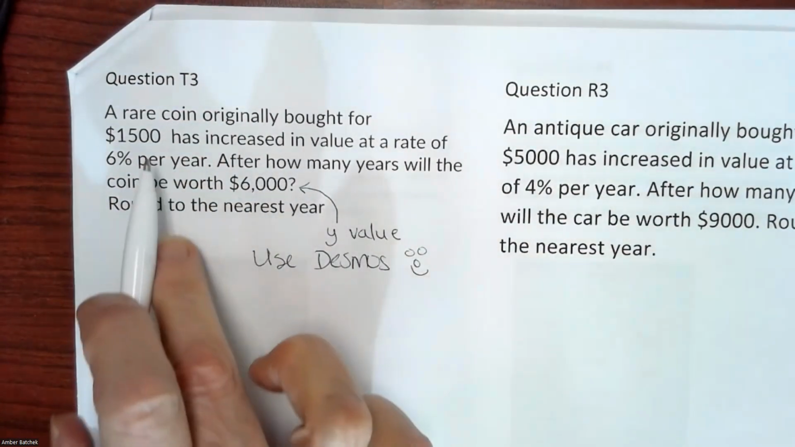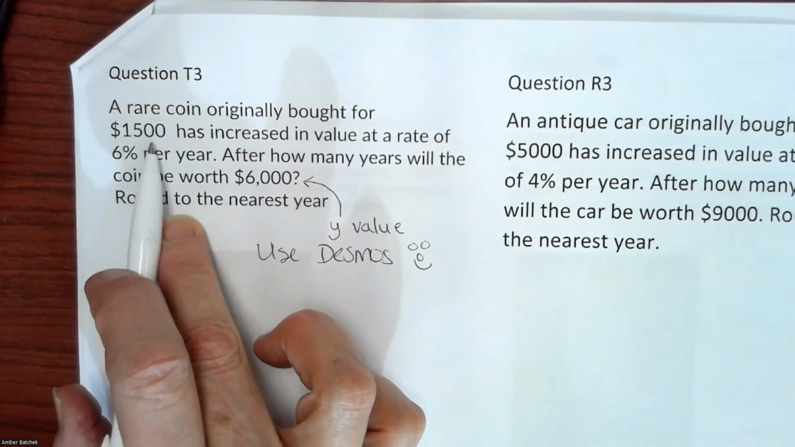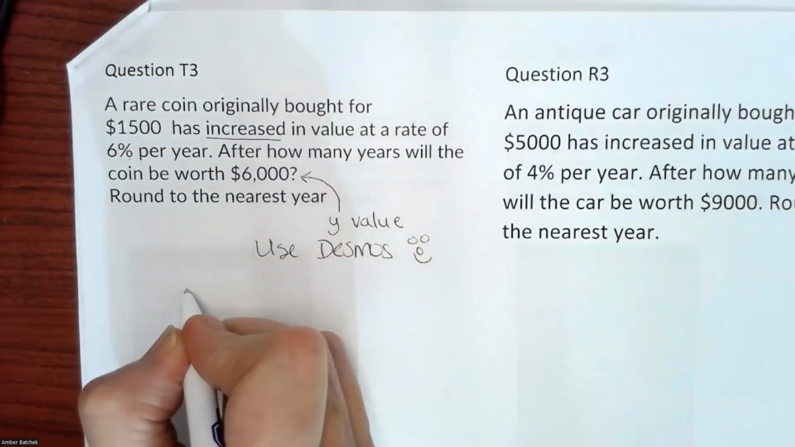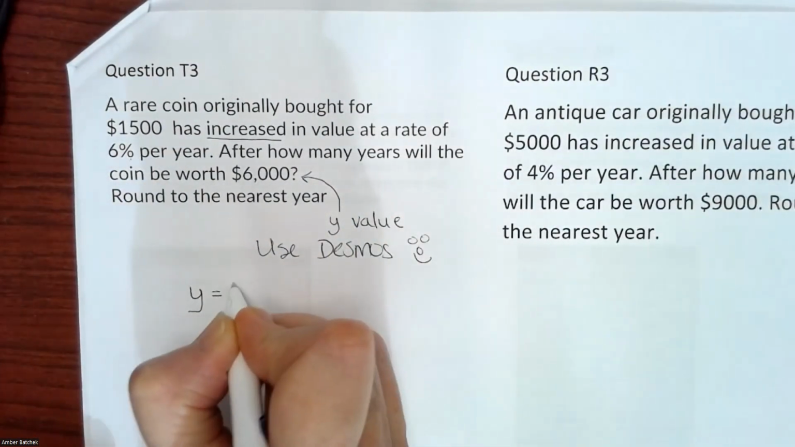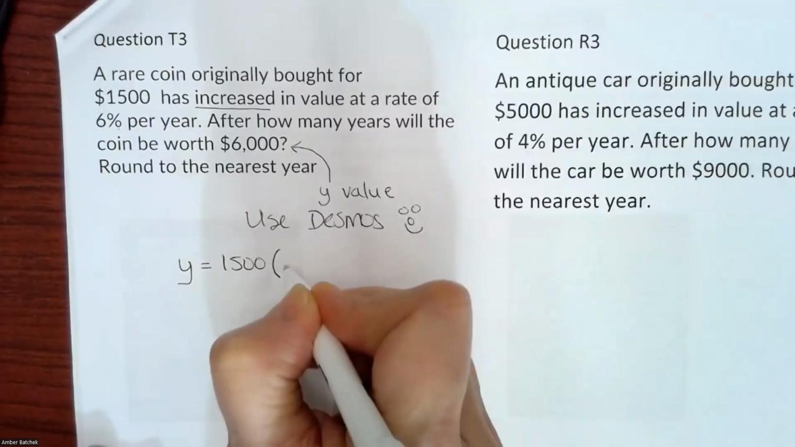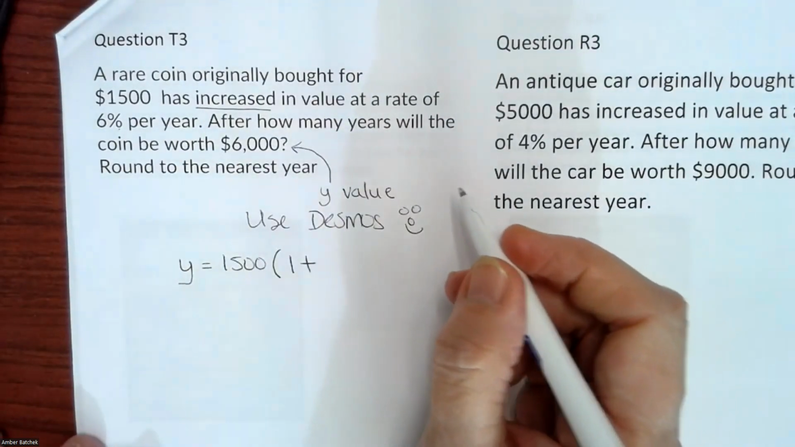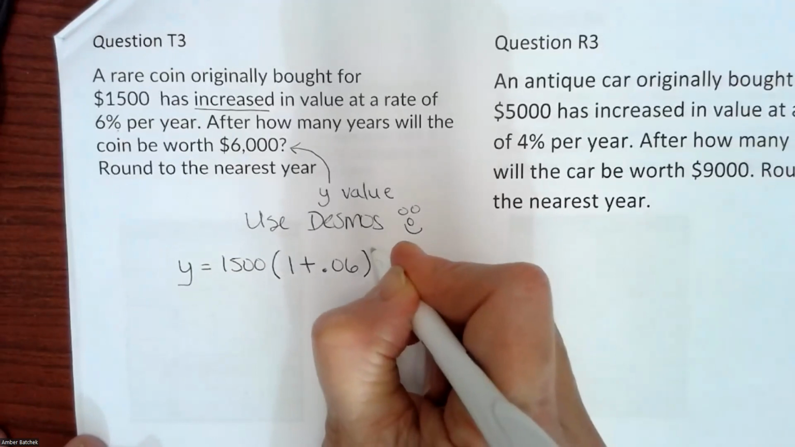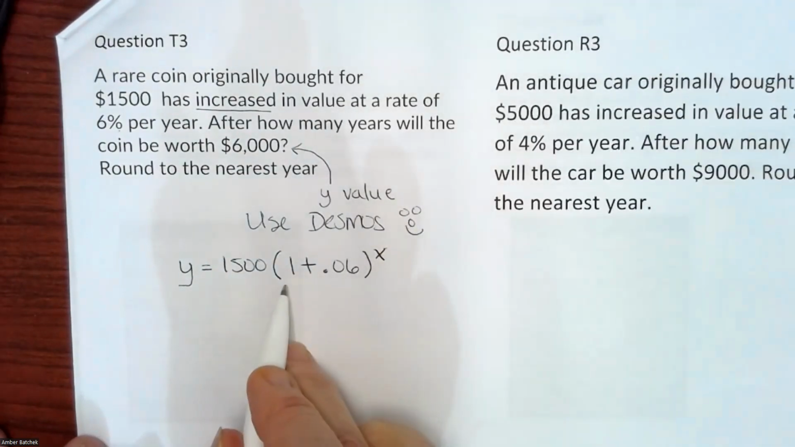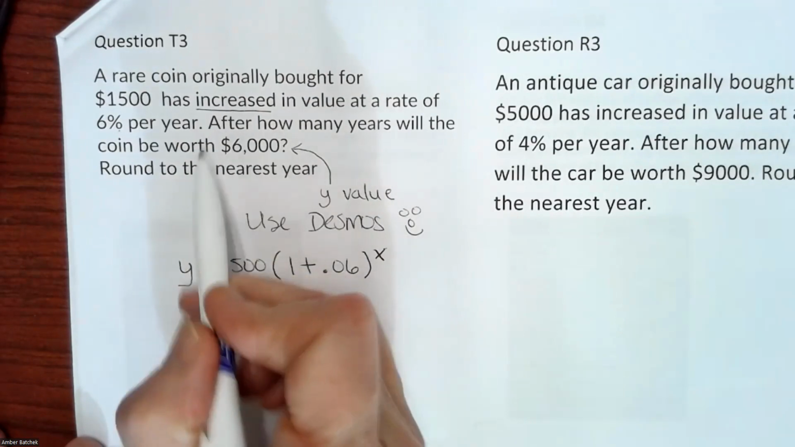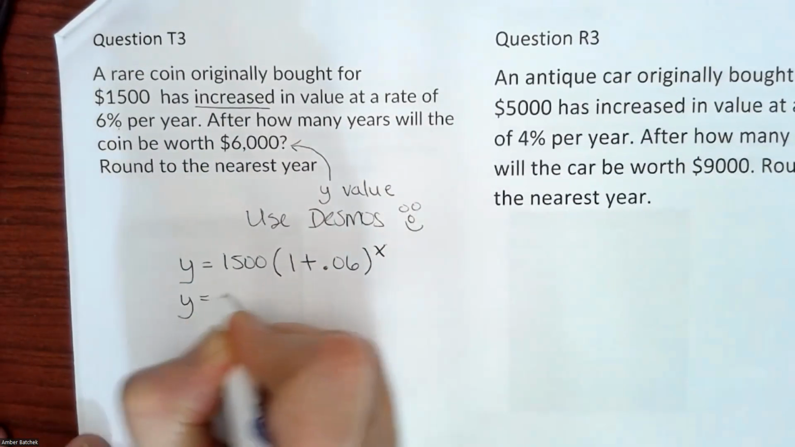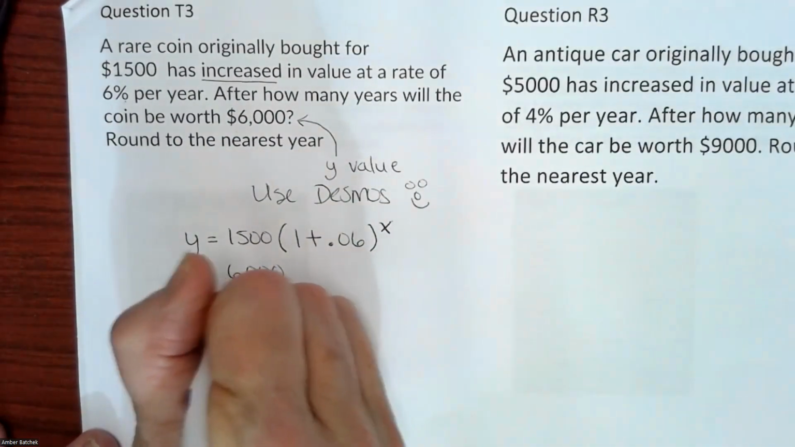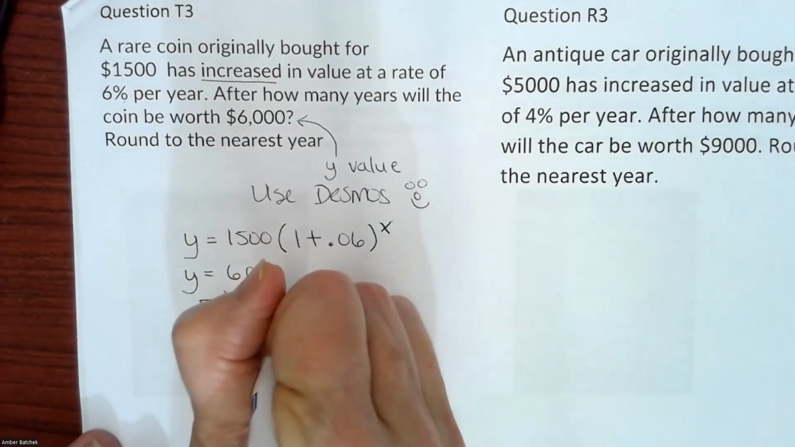So first of all, we need to write our equation. So we have $1,500. It is increased at a rate of 6%. So my equation is y equals 1,500, parentheses, 1 plus, because it's increased, 6% is 0.06, and then we're going to raise it to the x power. So in Desmos, we're going to put that in, and then this is not an x, it's a y. So we're going to put both of these lines into Desmos, and we are going to find the intersection. Now write all this down.